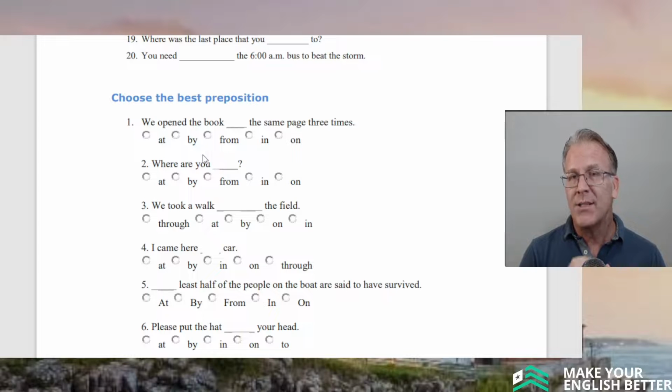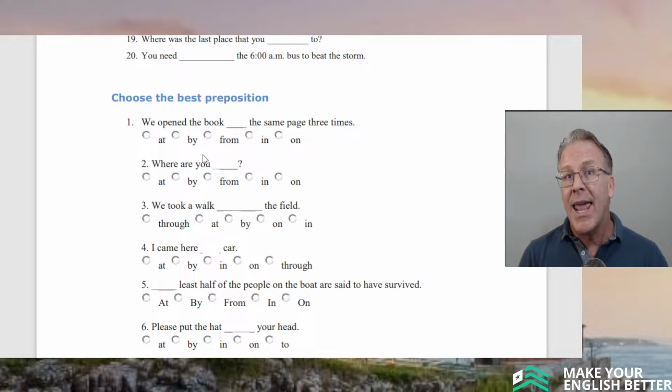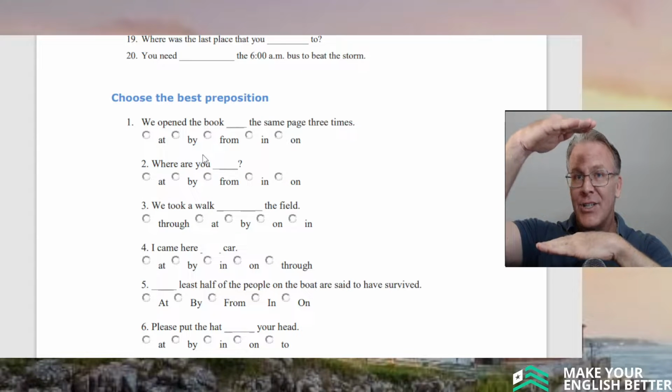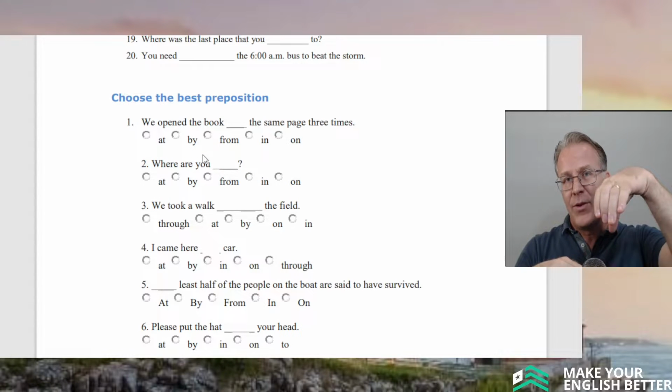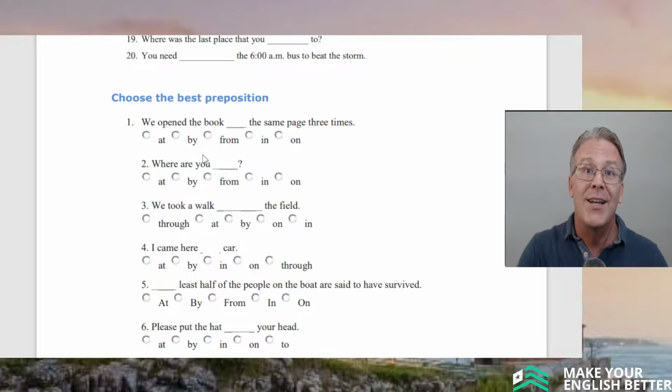At, the first one, talks about a place or a location, or look at me, for example, okay? By means to be next to, by. From is a starting point. Where are you from? All right. In means to be in. You put something in a cup. I have some water in my glass, for example. Okay. On means to be on. Over, not touching. Under, beneath, but not touching. Okay. So through, if you have a tunnel, you go through the tunnel or through the field. You can go across a bridge, for example. You go across a river.